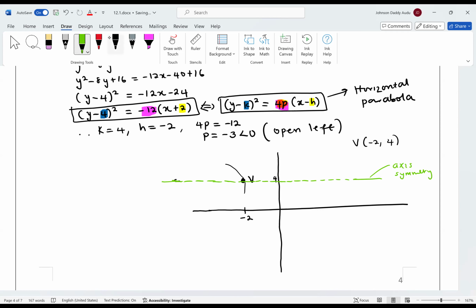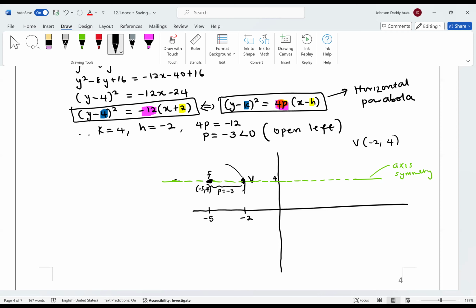All right, so now let's see something here. If this is our vertex, we'll have to go a distance of p to find the focus. So if you come a distance of p here, what is that p? That p is minus 3. So it means that if this is minus 2, this point is just going to be minus 5, right? But the y does not change. So our focus, let's call it F, is nothing but minus 5 and 4.